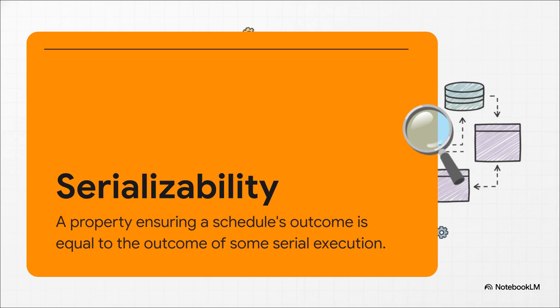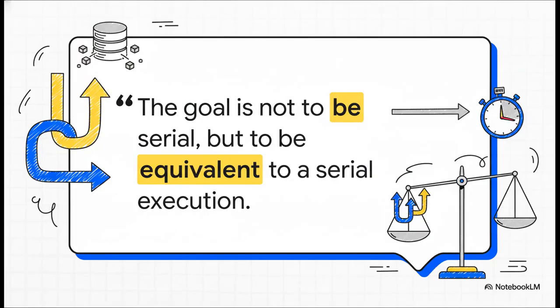So the database can jumble up the steps however it wants, as long as the final balance is $700, just like it would be if we ran T1 then T2 or T2 then T1. This quote just nails it. We don't have to force things to run one at a time. We just have to make sure the end result looks like they did. This is how we get the best of both worlds. We get the speed of doing things in parallel with the correctness of doing them in series.